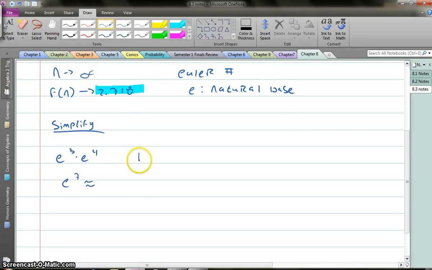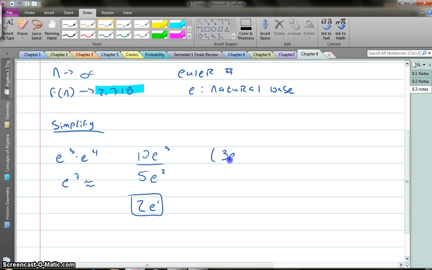All right, what if we had 10 e to the third over 5 e to the second? So we treat the 10 and the 5 the same. 10 divided by 5 is 2. E to the third, e to the second. Well, who wins? The top wins by 1. So 2e, or 2e to the first.